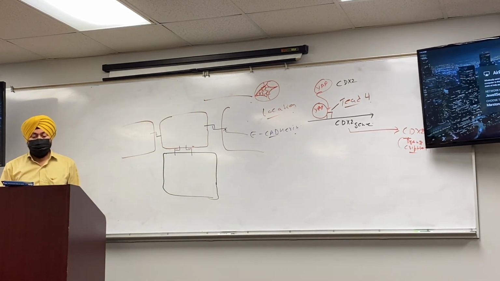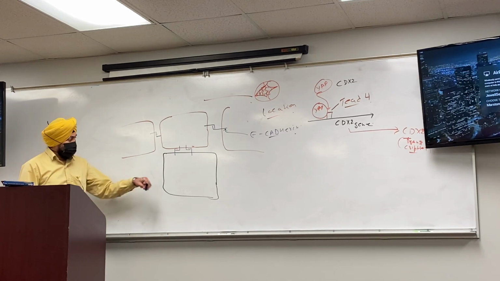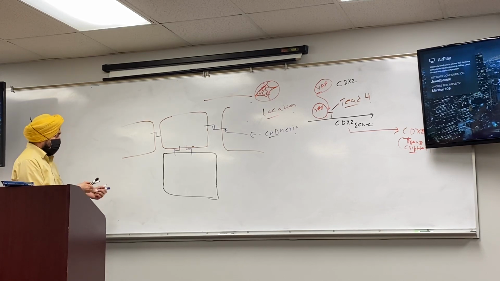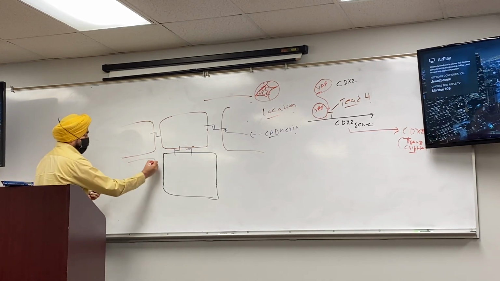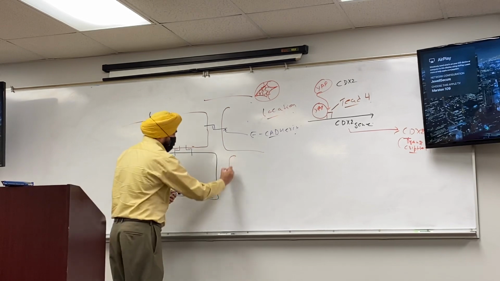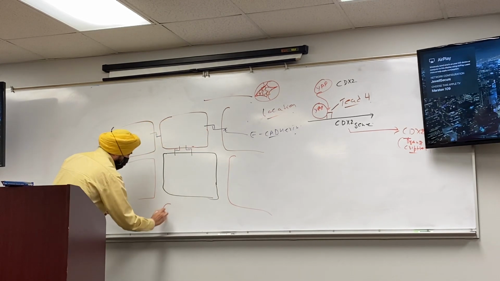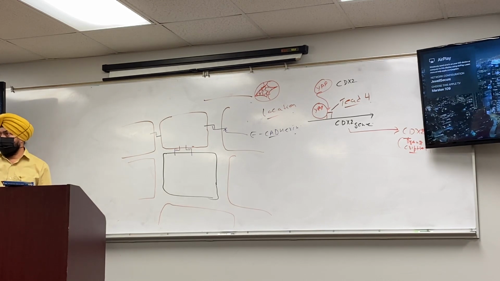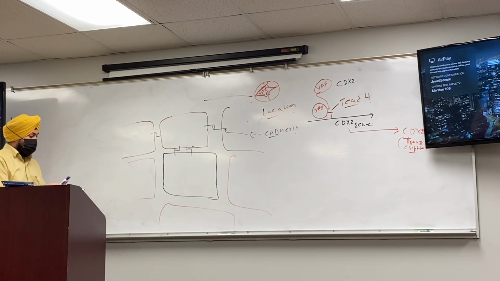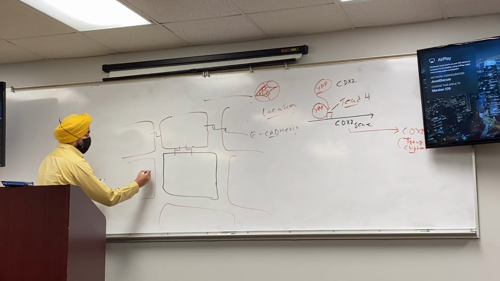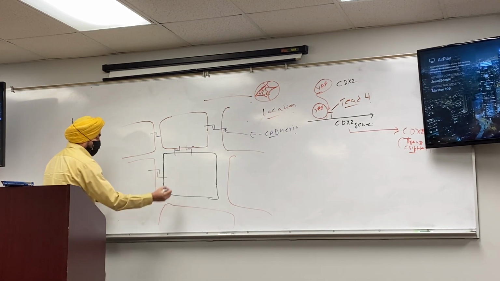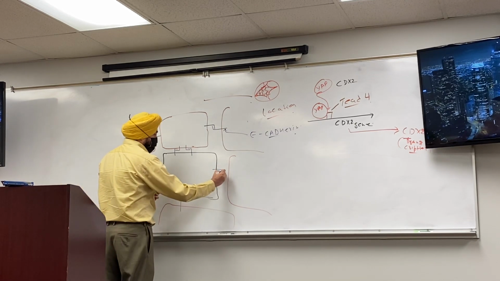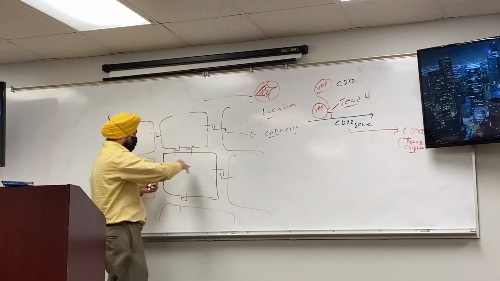Now, here will be other cells also, right, which will be surrounding this from here. There will be another cell like this, and another cell like this, right? So then what will you have? You have E-cadherin here also, E-cadherin here also, and here also.